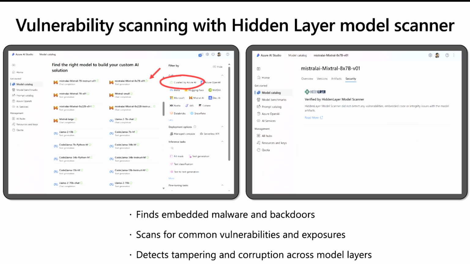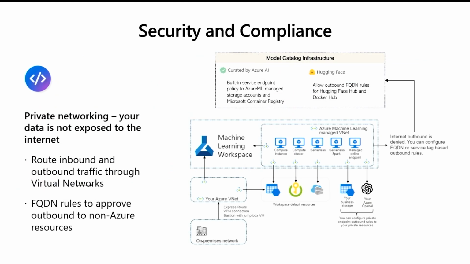We also have this additional feature of adding HiddenLayer to our model scanning. So we make sure that we are finding embedded malware and backdoors. It scans for common vulnerabilities and exposures and detects tampering and corruption across model layers. So for any model that's labeled curated by Azure AI, you can be assured that it's passing through the required checks. Talking about security and compliance, in addition to the data privacy norms that we mentioned, we also offer the capability of adding private networking so that your data is not exposed to the internet.